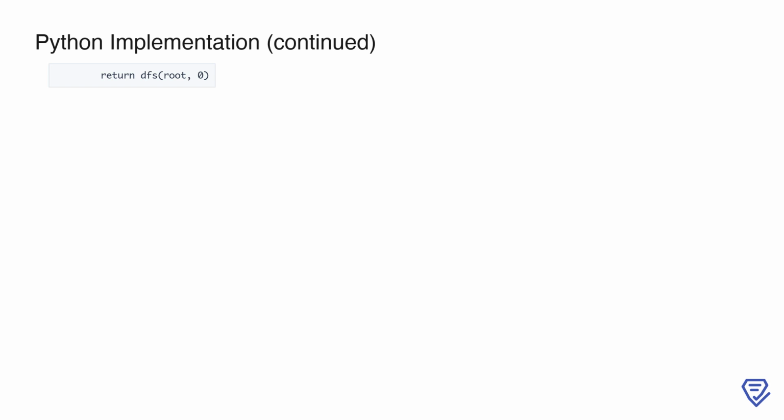Finally, at the end of the sufficient subset method, we initiate the depth-first search by calling DFS on the root node with an initial path sum of 0. This ensures that the tree is processed from the top down, pruning any insufficient paths and ultimately returning the modified tree that satisfies the conditions.